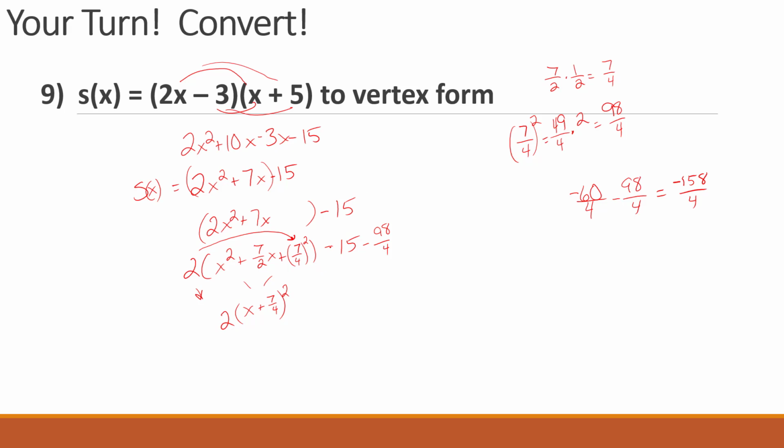Now, negative 158 over 4. We could divide it by 2, and that would simplify down. You can go ahead and divide it by 4 and get a decimal equivalence. I'm fine with that. I generally prefer improper fractions, so let's go ahead and just do that for kicks. Negative 79 over 2, and we are in vertex form. Just add our s of x.